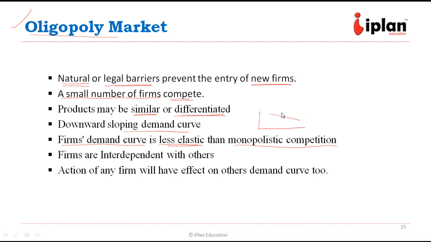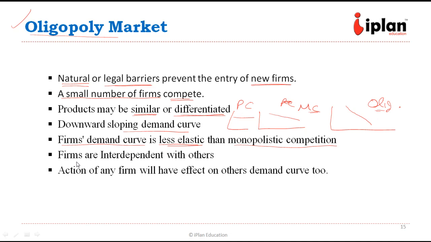If we compare perfect competition, monopolistic competition, and say this is the perfect competition demand curve, flat. Say this is monopolistic competition, elastic, and then oligopoly, where we have an elastic demand curve but not as elastic as monopolistic competition. This is oligopoly. So we see the elasticity of the demand curve comes down as we move from perfect competition towards oligopoly.